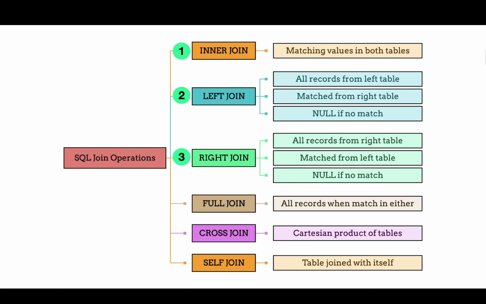3. Right join, or right outer join, returns all records from the right table and matched records from the left table, or null if there is no match. 4. Full join, or full outer join, returns all records when there is a match in either left or right table. 5. Cross join, returns the Cartesian product of two tables, all combinations of rows from both tables. 6. Self join, a regular join, but the table is joined with itself.